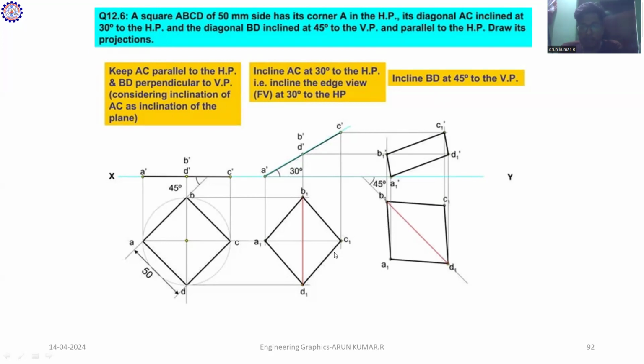Okay, so in this step, we proceed with two methods, that is, the two conditions given. The first is inclined to HP, the second is inclined to VP. But here they mention the diagonal names, that is AC and BD. So according to our problem, you have to mark the points accordingly. In addition, we have one more condition, that corner A is in HP. That is the condition to draw the top view of the given plane.